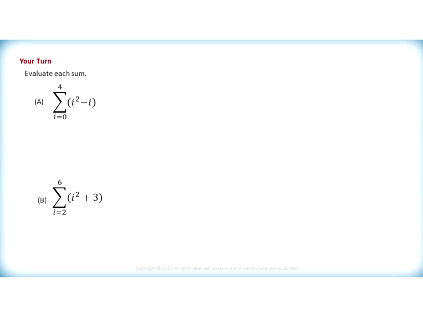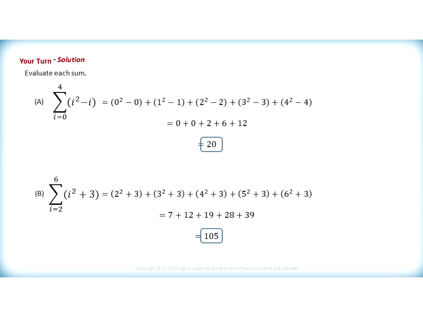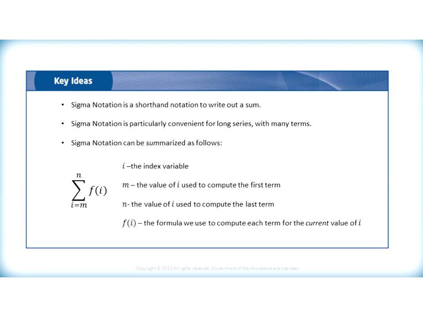Evaluate each sum. So this is the your turn question. Same kind of thing that we did. You just got to write out what the terms are and add them up using sigma notation to evaluate sums. Go for it. All right, so that's good stuff. And then there's a solution for that. We worked it out and got a sum of 20 for the first one, 105 for the second one. Nothing terribly complicated, but lots of fun anyway.